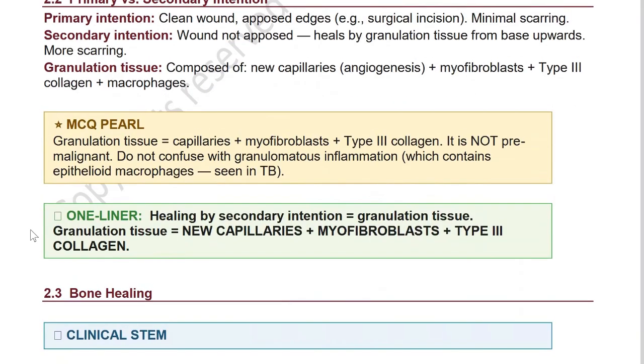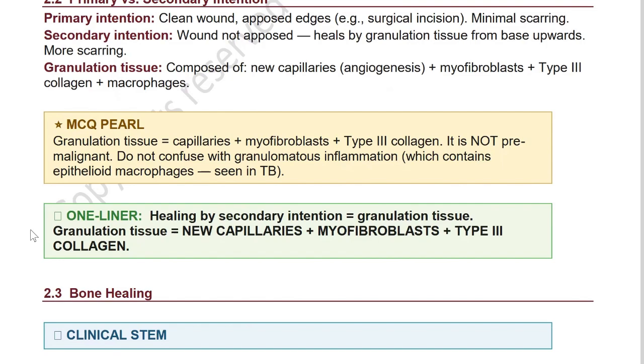Now let's talk about primary and secondary intention. So primary intention, clean wound, opposed edges, surgical incision, there's minimal scarring. Secondary intention is wound not opposed, heals by granulation tissue from base upwards, more scarring. Granulation tissue is composed of new capillaries, angiogenesis, myofibroblasts, and type 3 collagen plus macrophages. The MCQ key here is granulation tissue, capillaries and myofibroblasts, type 3 collagen. It is not pre-malignant. Do not confuse this with granulomatous inflammation, okay?